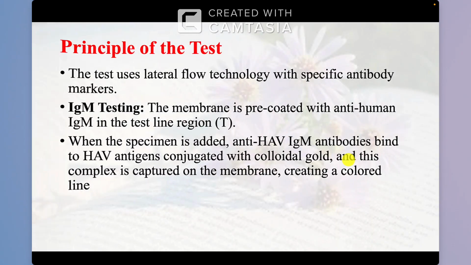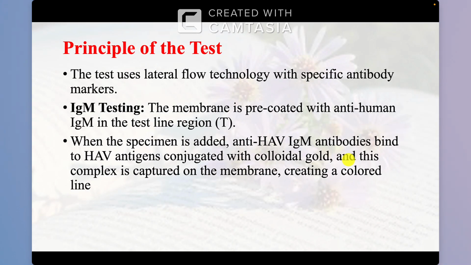In the rapid test, the principle, as I said, involves antibodies and antigens. It uses lateral flow technology with specific antibody markers. We have a buffer, and this buffer contains the antibodies. The membrane is pre-coated with anti-human IgM in the test line region, which is T for test.